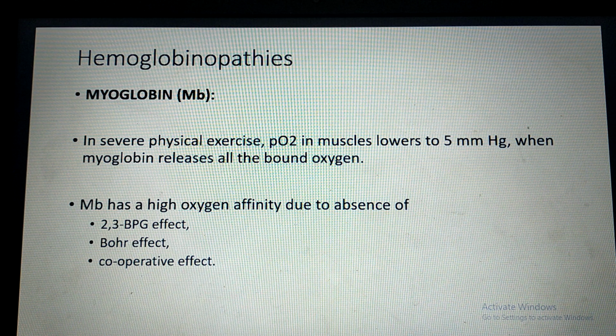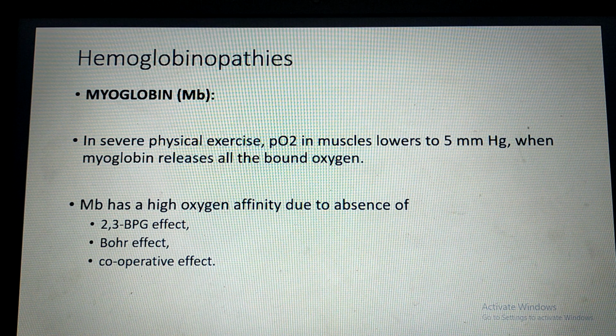Therefore, affinity is more. Also, we have seen that due to Bohr effect, when oxyhemoglobin goes to the tissues, it will donate the oxygen easily to the tissues. You cannot see Bohr effect in myoglobin. And the third effect is heme-heme cooperative effect.